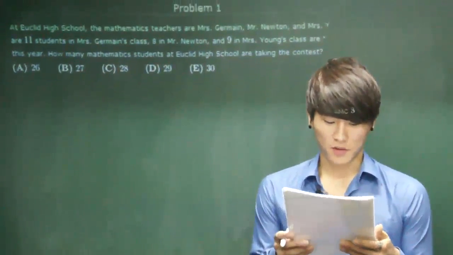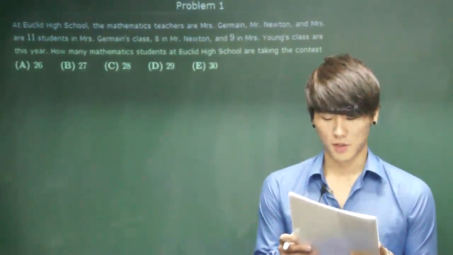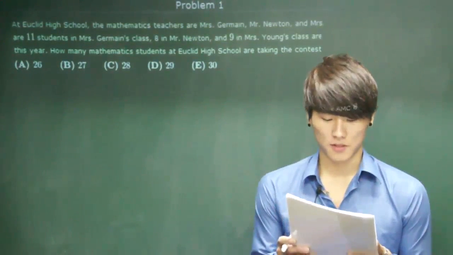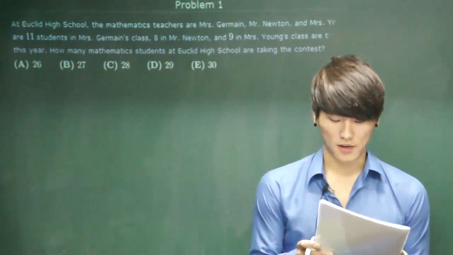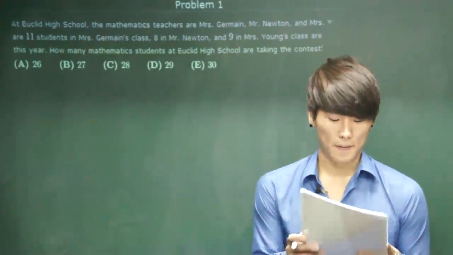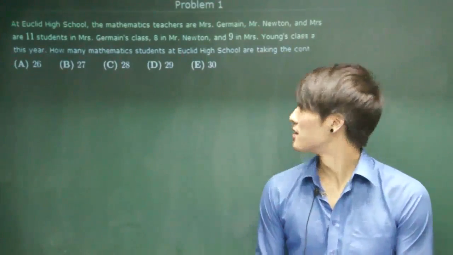Question 1. At Euclid High School, the mathematics teachers are Mrs. Germain, Mr. Newton, and Mrs. Young. There are 11 students in Mrs. Germain's class, 8 in Mr. Newton's, and 9 in Mrs. Young's class that are taking AMC 8 this year. How many mathematics students at Euclid High School are taking the contest?